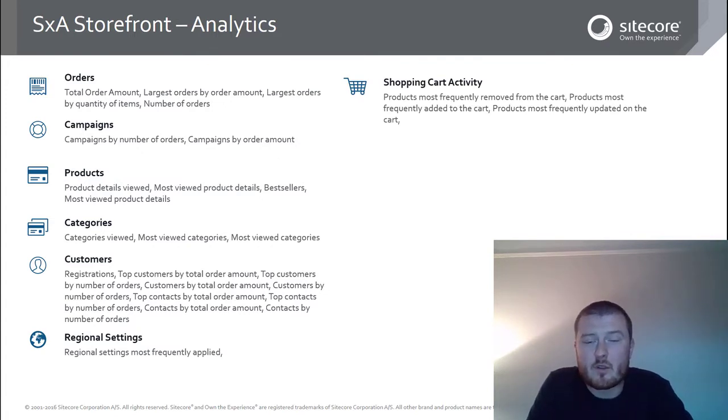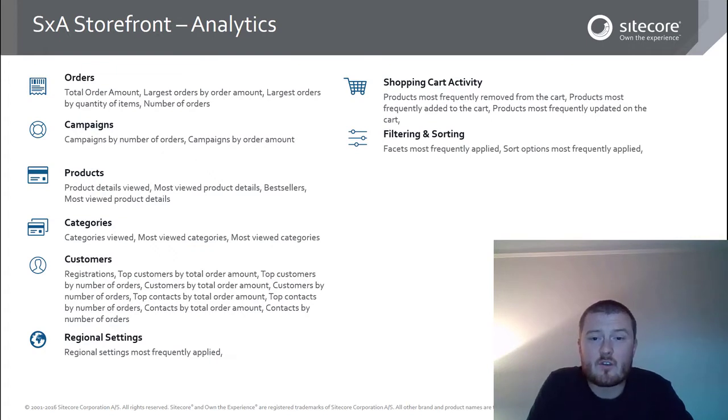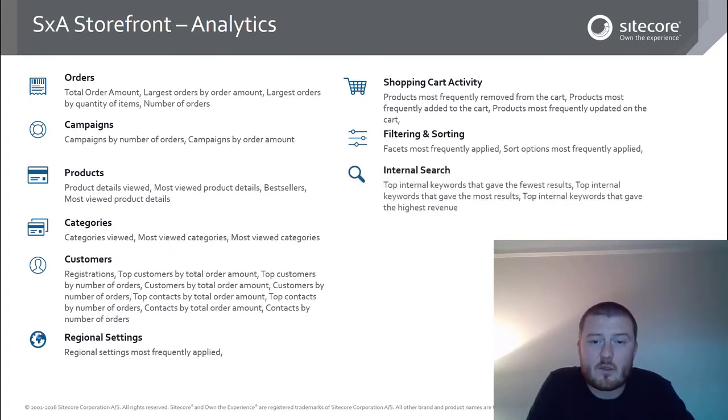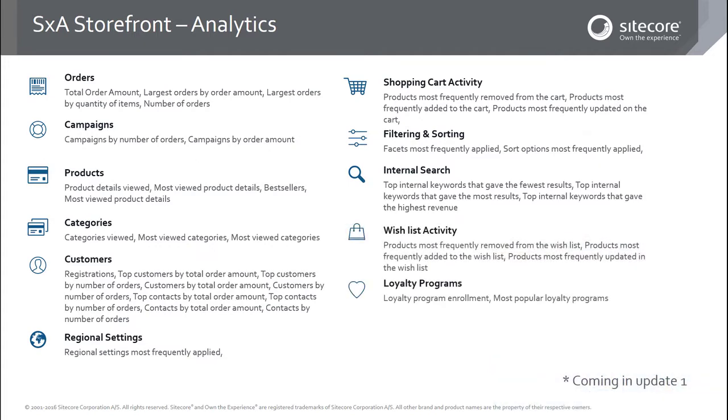You can see which products are most frequently added to the cart and removed from the cart, regardless of whether that cart proceeds into an order or not. We have reports based on filtering and sorting, and also internal search, so you can see how people are navigating through your site. We have reports based on wish list and loyalty programs should you wish to implement those features. And we have payments and shipping reports as well.